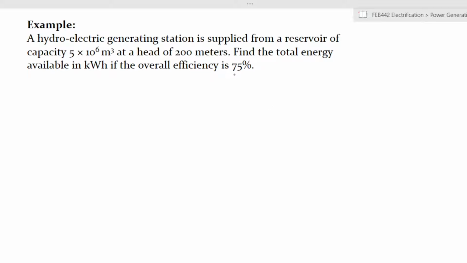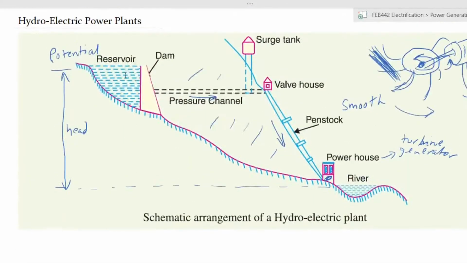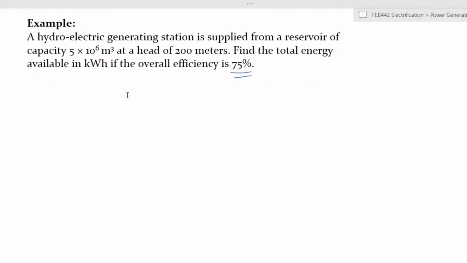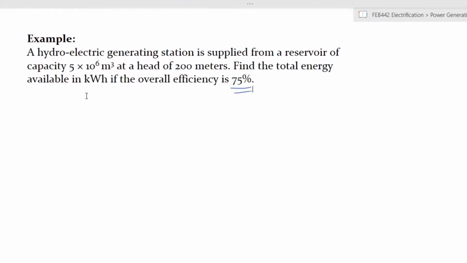So here we are saying that our hydroelectric power station can only convert 75% of the potential energy stored in the reservoir. The reservoir has 5 million cubic meters of water, and the head is 200 meters. So how much energy can we convert? The potential energy available in the water, how is it calculated? The weight of the water is what gives you the potential energy. So what is the weight?